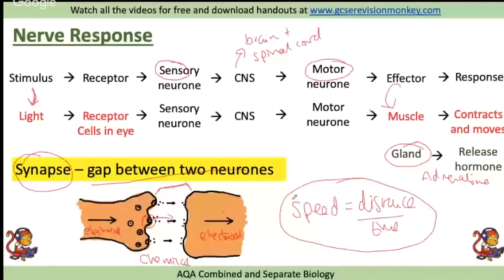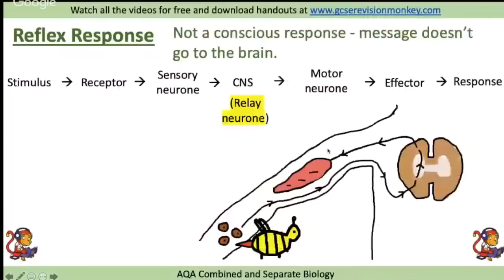So reflex response then, sometimes you have a very, very quick response and it doesn't go to the brain to be coordinated. So normally our central nervous system means that the signals go up the spinal cord to the brain and that coordinates the response. That's the coordinator. However, in this case, the message just nips across the relay neuron instead, which is in the spinal cord. So you might see a diagram that looks a little bit complicated like this. All this is showing is this part of the spinal cord.